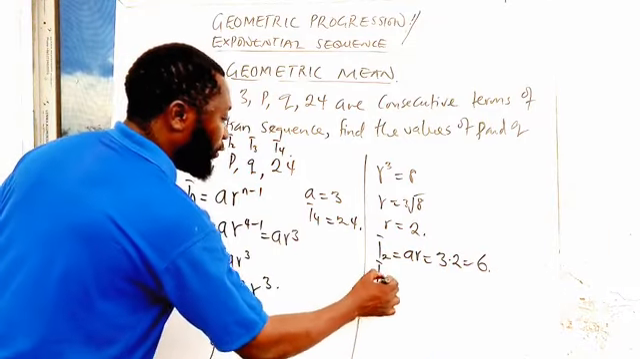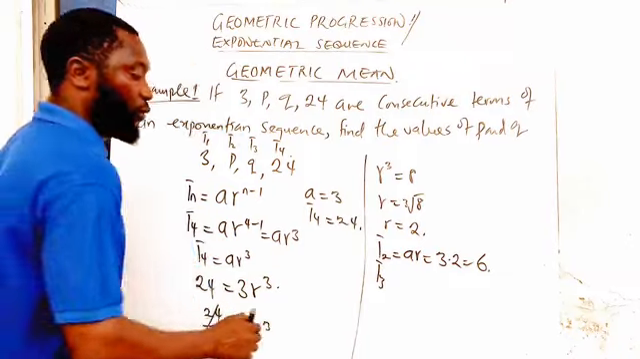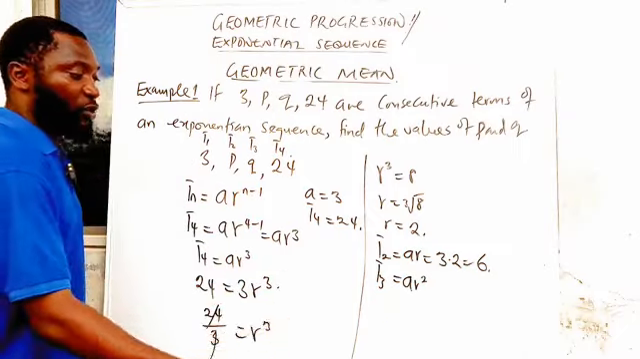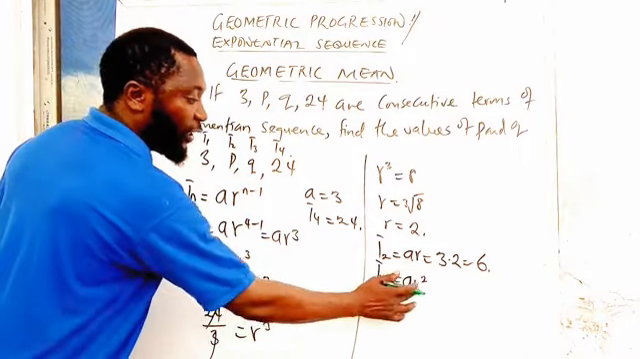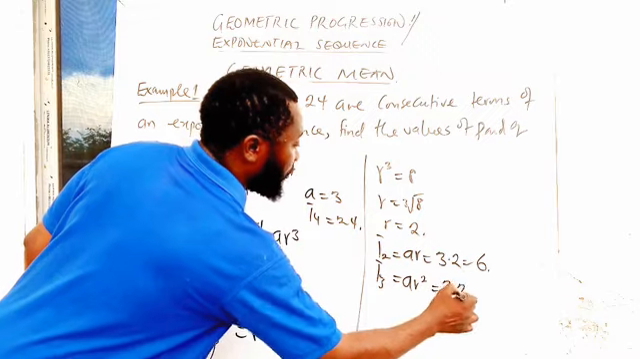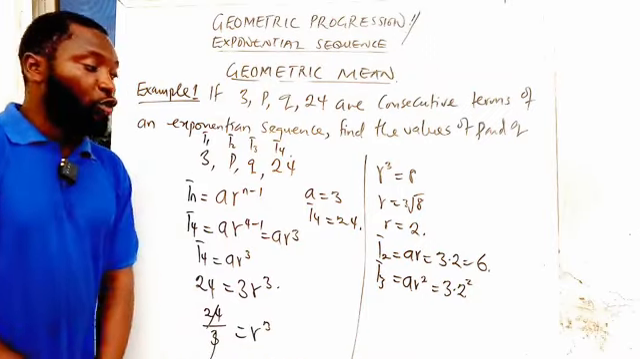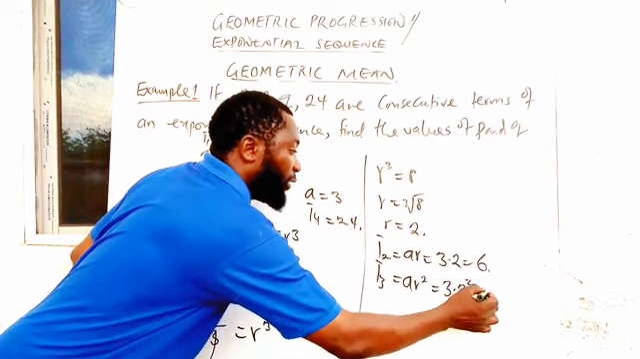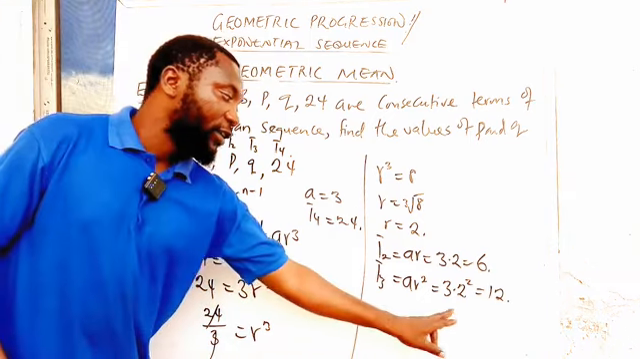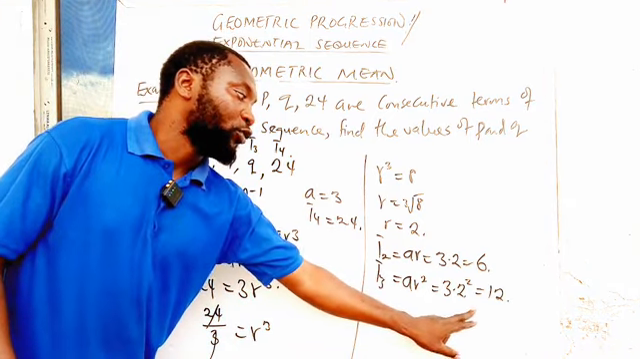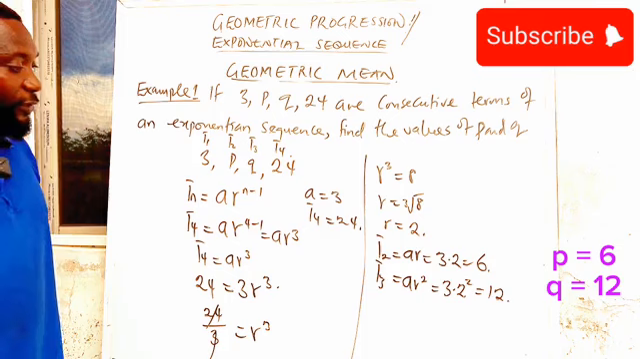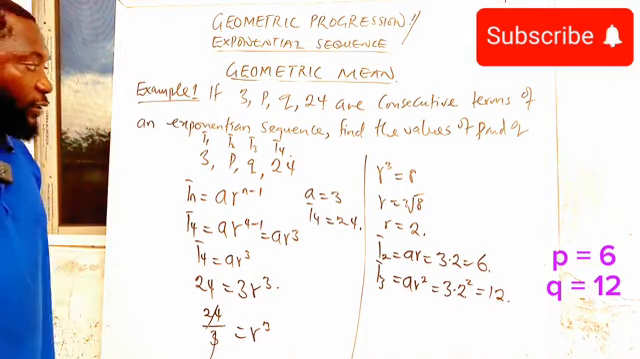Our T3, which is Q, equals ar raised to the power of 2, because it's ar raised to the power of 3 minus 1, and 3 minus 1 is 2. So that is ar squared, which is 3 multiplied by 2 squared. 2 squared is 4, so 4 multiplied by 3, and that is 12. Our T4 is 3 multiplied by 2 cubed. 2 cubed is 8, and 8 multiplied by 3 is 24, and this is it. That is just a simple way to solve this problem.